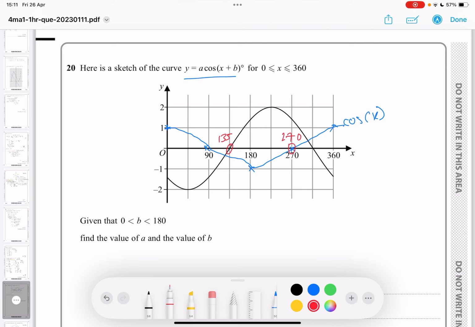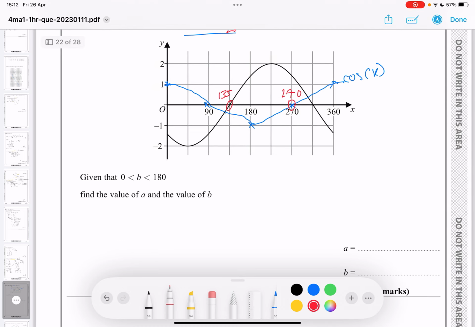So remember, when you're translating the curve and moving it in the x-axis, you're doing the opposite of what you do in the bracket. So here, for example, if that was plus 70, you would actually be doing minus 70. You will be moving it 70 to the left. So here, we're moving the original cos x graph, which intersects at 270, to 135, which is shifting it 135 to the left. But remember, we're actually doing the opposite, okay?